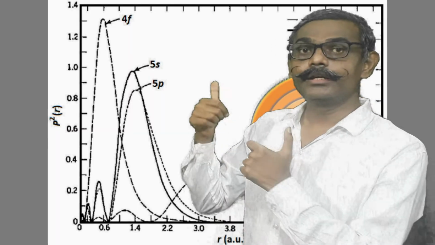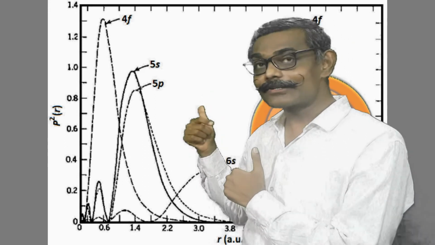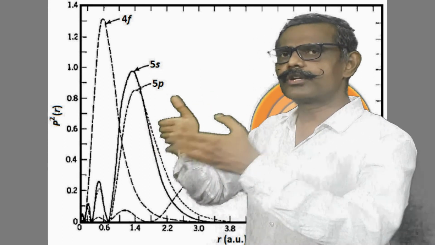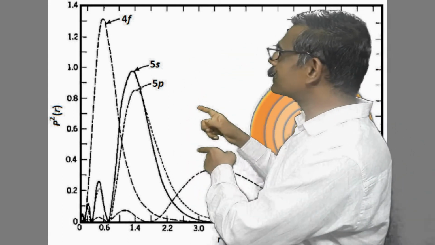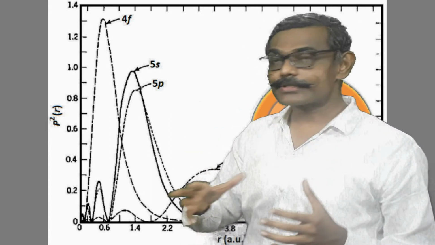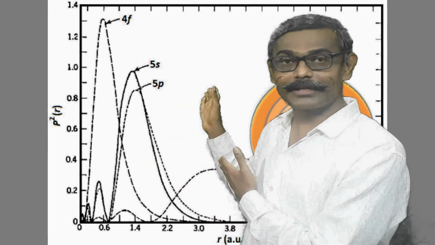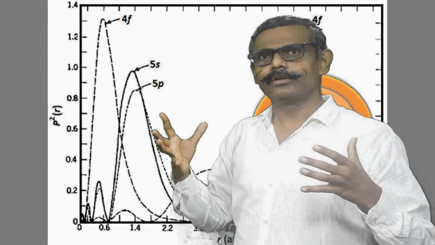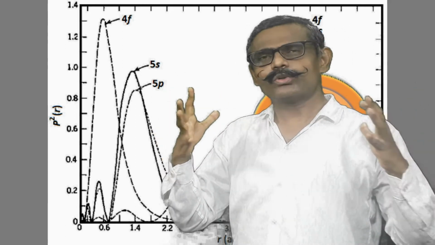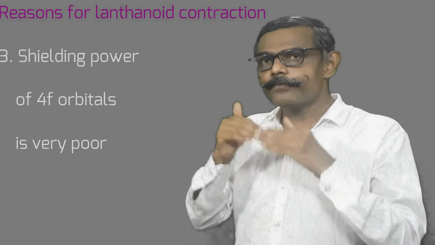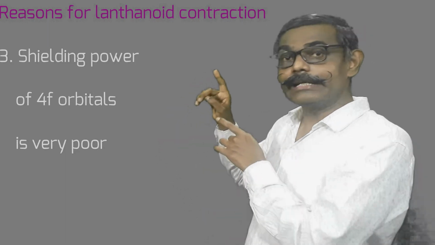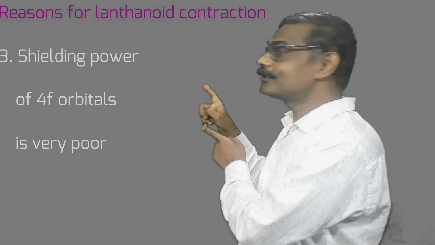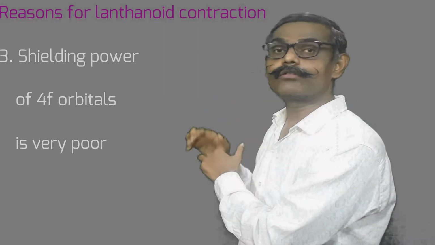Now, the third reason. From the electronic configuration, quantum chemistry diagram or radial distribution diagram, what is the conclusion? 4f orbitals are inner orbitals. That's the third reason. Now we have seen the shapes of the f orbital. They are diffused and of larger size. So shielding caused by 4f orbitals is less. So less shielding of the 4f orbital is a reason for lanthanoid contraction.